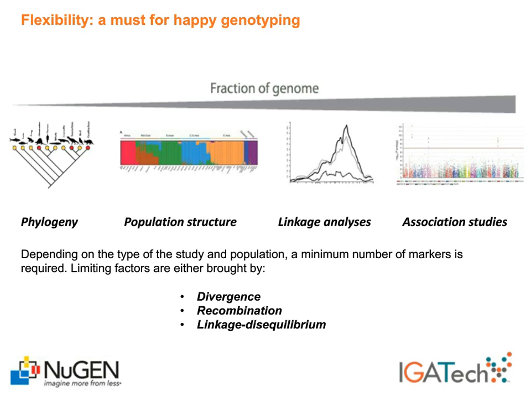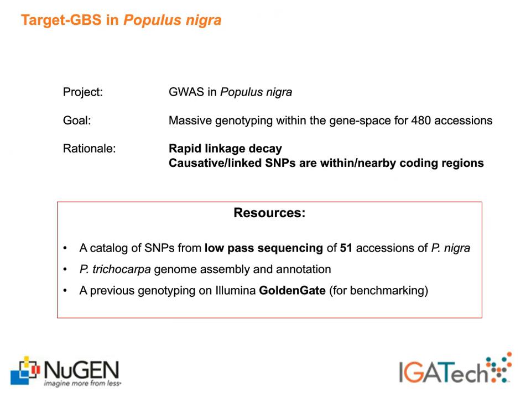In our case study, the goal was to conduct a genome-wide association study in Populus nigra. However, given its rapid decay in linkage disequilibrium, the possibility of utilizing a random reduction of the genome, such as that provided by the previously mentioned restriction enzyme systems, was not a preferable solution, as it would generate data points with a very low likelihood of being associated to some phenotypic traits.